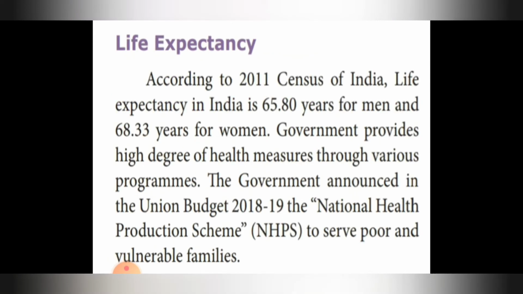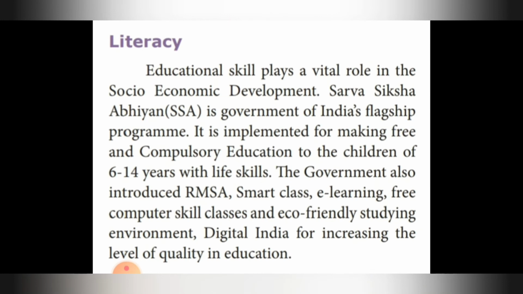Second one is life expectancy. According to the 2011 Census of India, life expectancy in India is 65.80 years for men and 68.33 years for women. The government provides a high degree of health measures through various programs. The government announced in the Union Budget 2018-19 the National Health Protection Scheme, that is NHPS, to serve poor and vulnerable families.